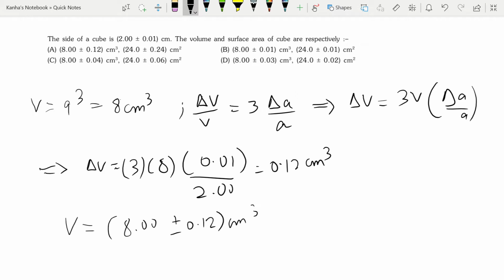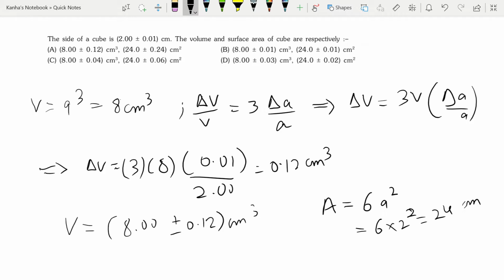Now I have to calculate surface area. I know that surface area of a cube is given as 6 times a square. So when you go on to calculate delta A, first of all, let me just calculate the actual value of the surface area for you. You just substitute the value of a, the side, which is 2. So I get 6 into 2 square is equal to 6 into 4, which is 24 centimeter square.